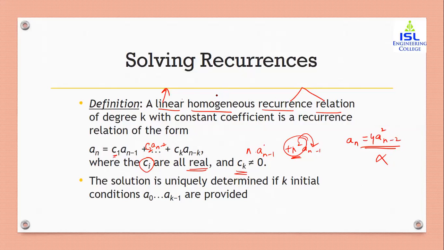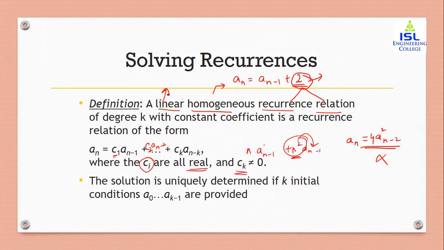Now, what do we mean by homogeneous? The recurrence relation is homogeneous because no terms occur that are not multiples of aj. Now, what do we mean by this? Suppose the recurrence relation is written as an is equal to an minus 1 plus 2. Now, this term 2 is not in the form of an minus 1, an minus 2, an minus 3. It is simply a constant. So in this case, it is not known as homogeneous.